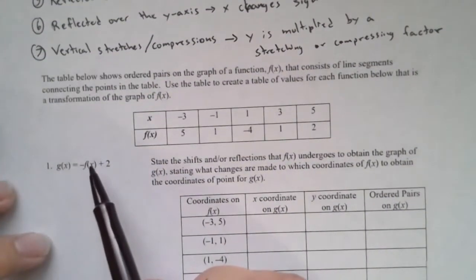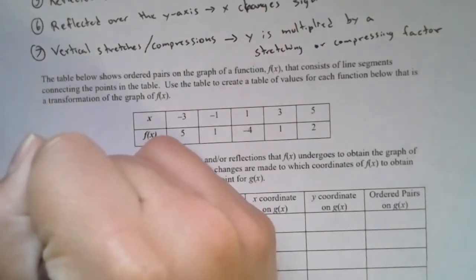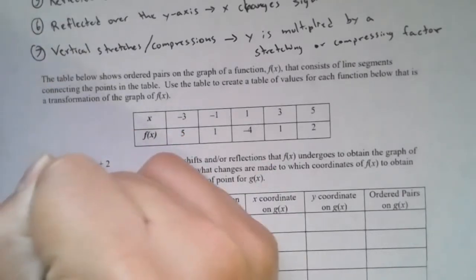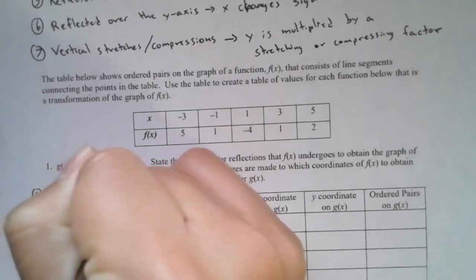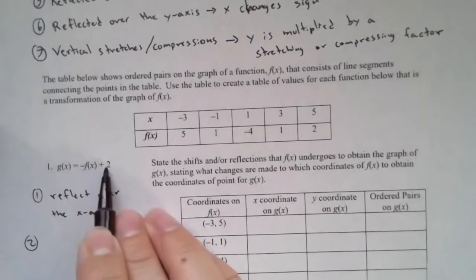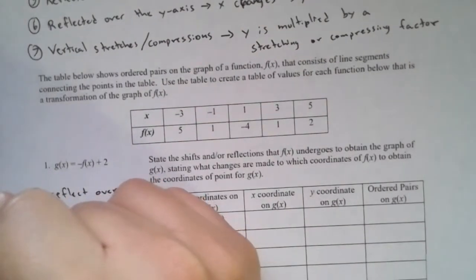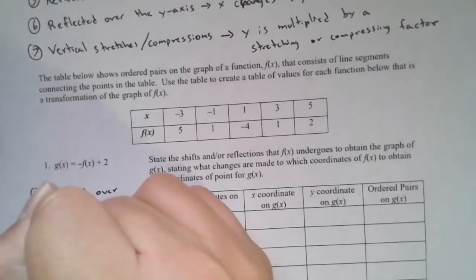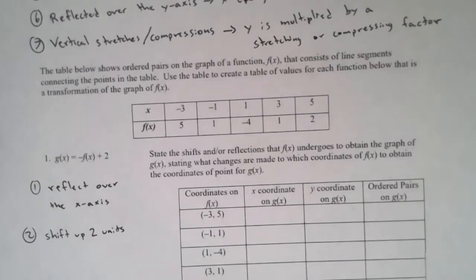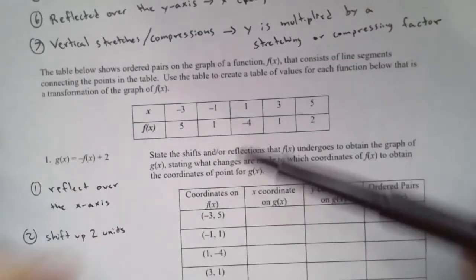Okay, so taking what we know now about transformations, we have a negative in front of f of x, so the first thing I'm going to do is reflect over the x-axis. And then the other one, I have f of x plus 2, outside of f of x, right? So I'm going to shift up 2 units.